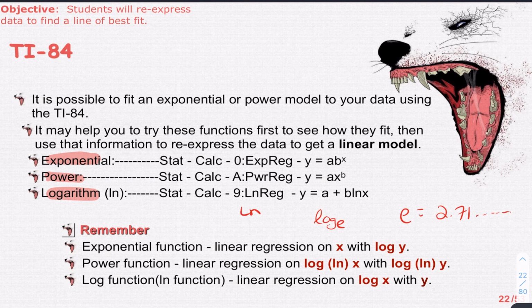Remember, an exponential function is a linear regression on x with the log of y. A power function is a linear regression with ln of x with ln of y, and the log function is the reverse. So it's a linear regression of log x with just the y values, what we saw in the previous slide.